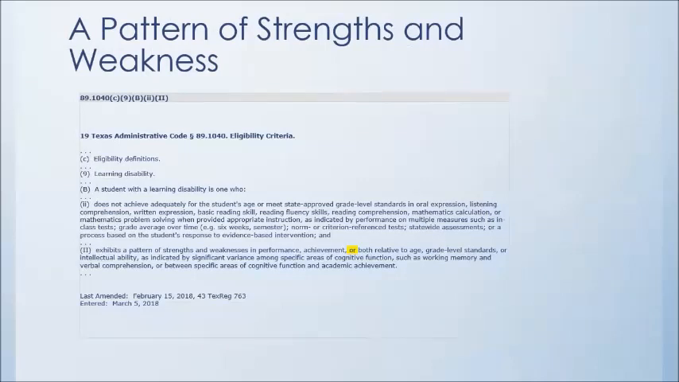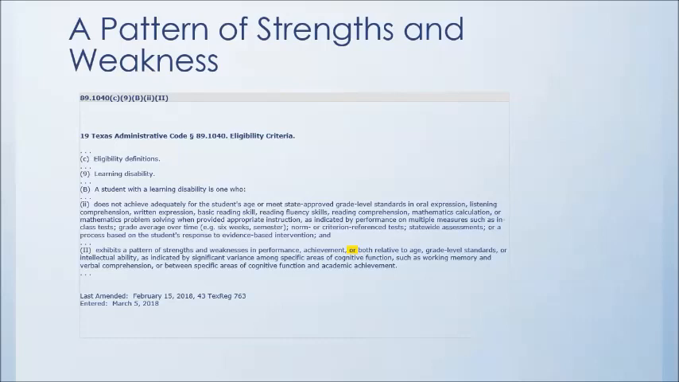And two, exhibits a pattern of strengths and weaknesses in performance, achievement, or both relative to age, grade level standards, or intellectual ability as indicated by significant variance among specific areas of cognitive function, such as working memory and verbal comprehension, or between specific areas of cognitive functioning, or between specific areas of cognitive function and academic achievement.